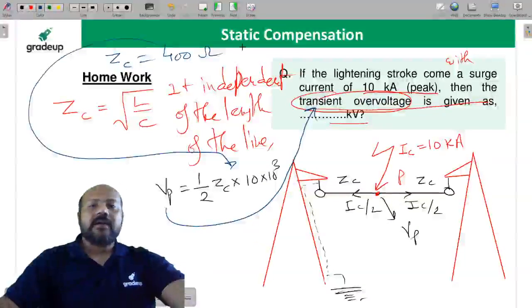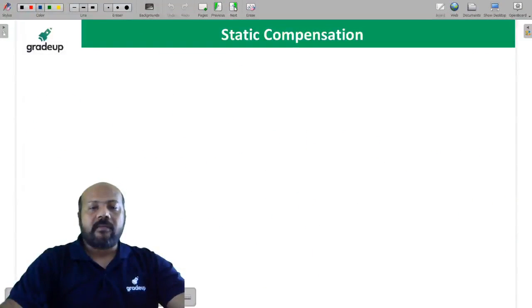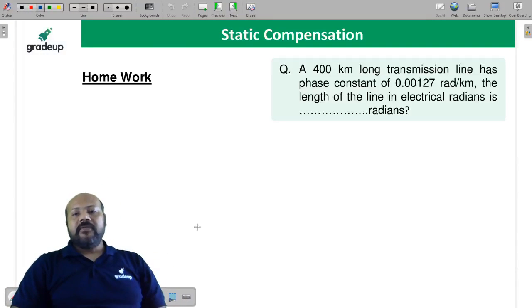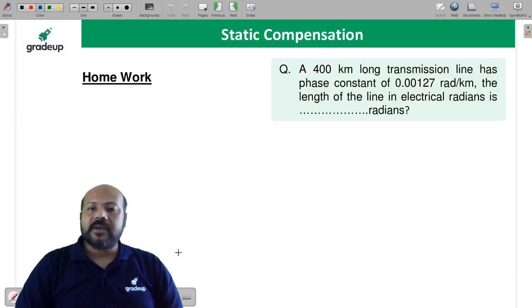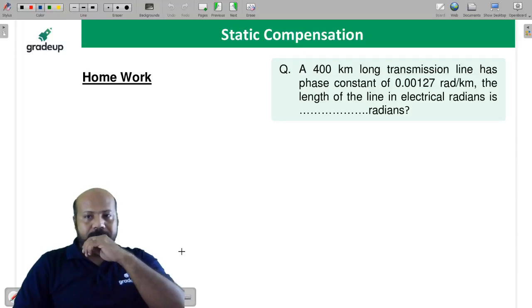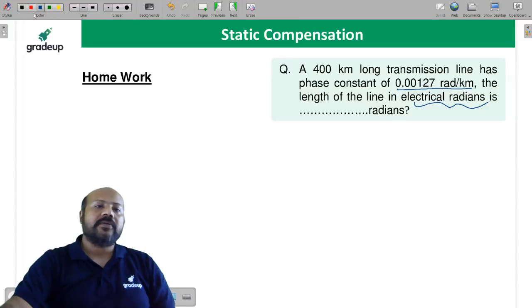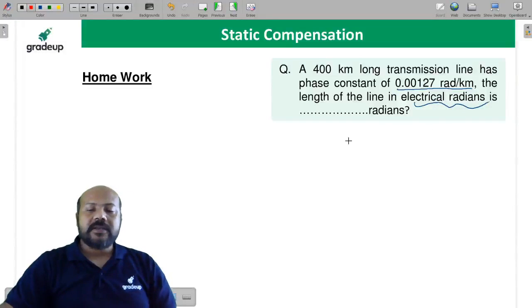Okay, now let us go to the next question. A 400 kilometer long transmission line has a phase constant of this much, and he is asking the length of the line in electrical radians. Now please try to understand.